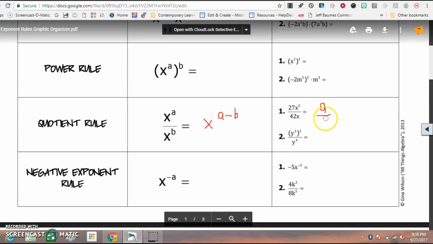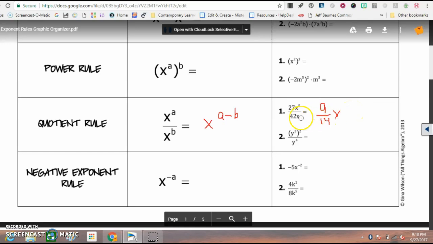3 goes into 42, pretty sure 14 times. Now the next one is the x. There is an x on the top and an x on the bottom, so the bases are the same. We keep the bases. And the only thing we do here is subtract.